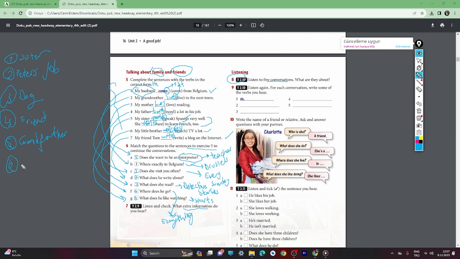Okay, that's it. So, from the first conversation, they talked about the sister, and then Peter's job, dog, friend, and grandfather. So we listened to 5 conversations here. And then let's listen again, and for each conversation we are going to write down some of the verbs that we hear. Let's listen again.